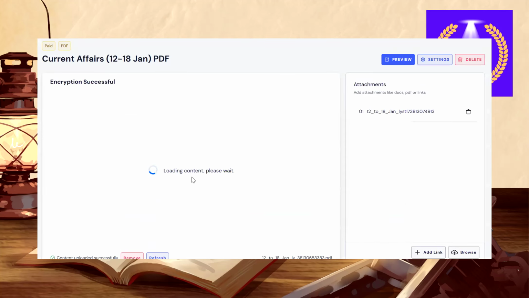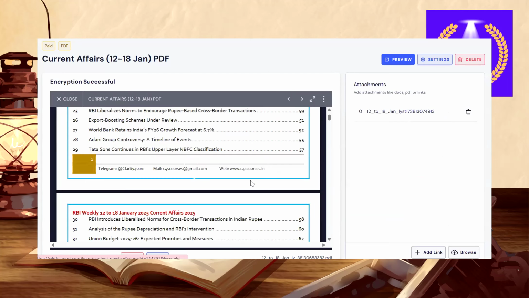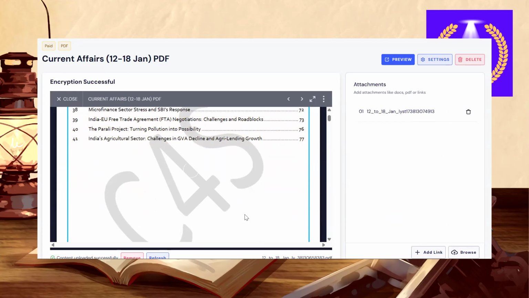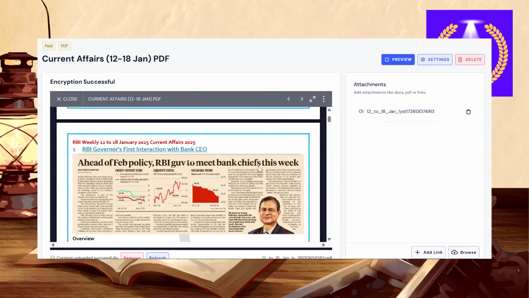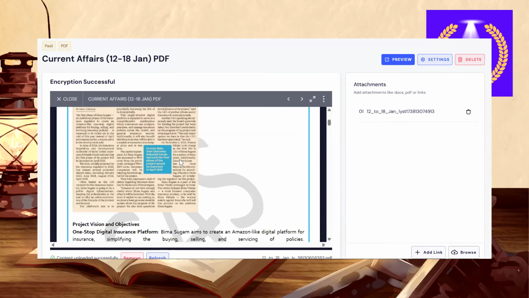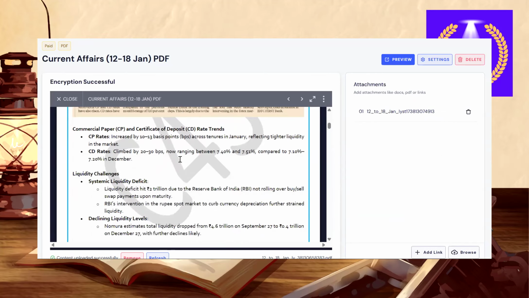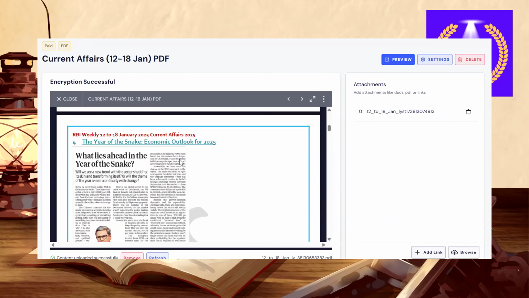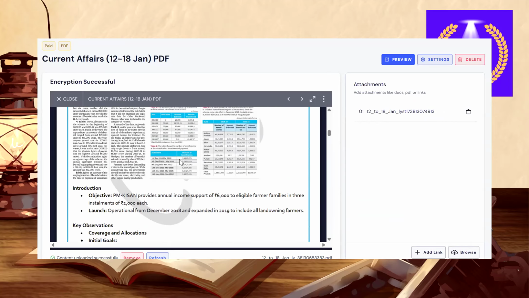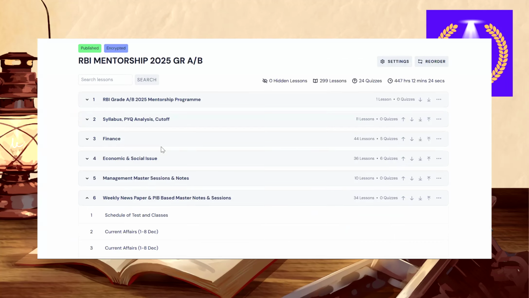See here, 12 to 18 Jan. What are the news items that were covered? For the complete week, it is like 50-60 pages, even 77 pages, because of these images. Since the images are also there, it got to 60-70 pages. Otherwise it is like a 30-page PDF, you can say. And this way, the newspapers are covered on a weekly basis.